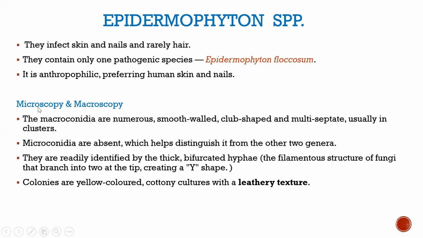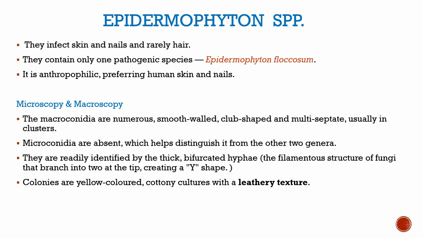Okay, so for the microscopy and macroscopy, the macroconidia are numerous, smooth-walled, club-shaped, and multi-septate, usually in clusters. If you notice the key differences in the conidia of all these genera, they are numerous and smooth-walled, but the shapes are different. The Trichophyton has a pencil shape.